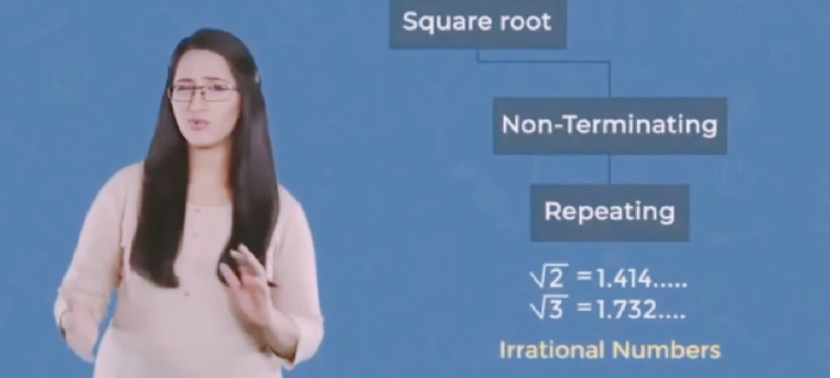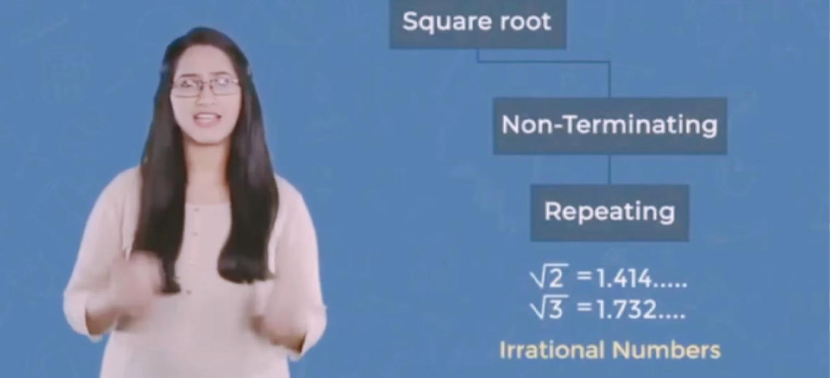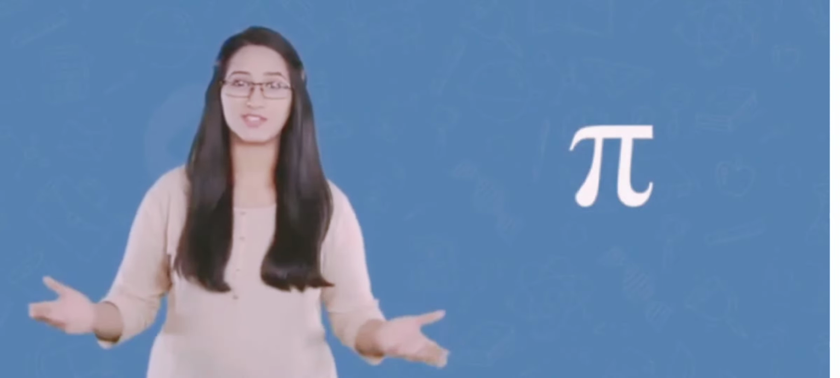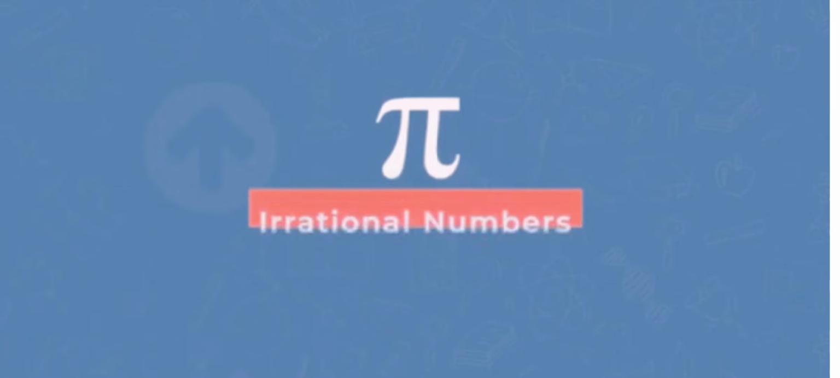Now, so far we've been learning that the square root of certain numbers are irrational. But are these the only examples of irrational numbers? Ever heard of the number pi? Pi we use in geometry or mensuration. Pi is also an irrational number.